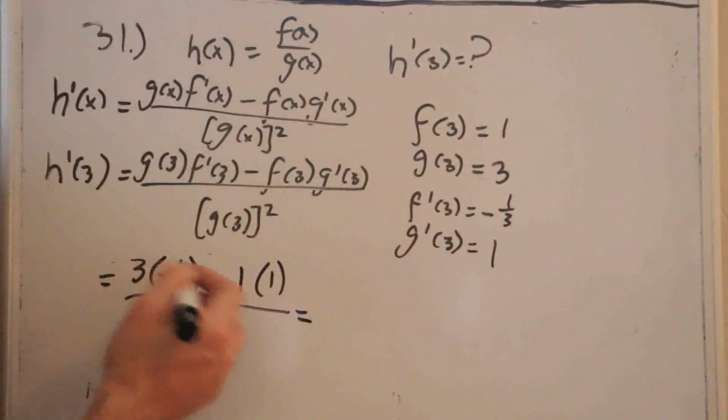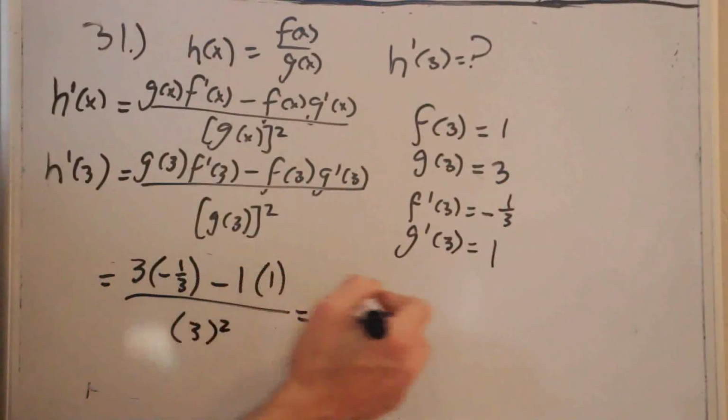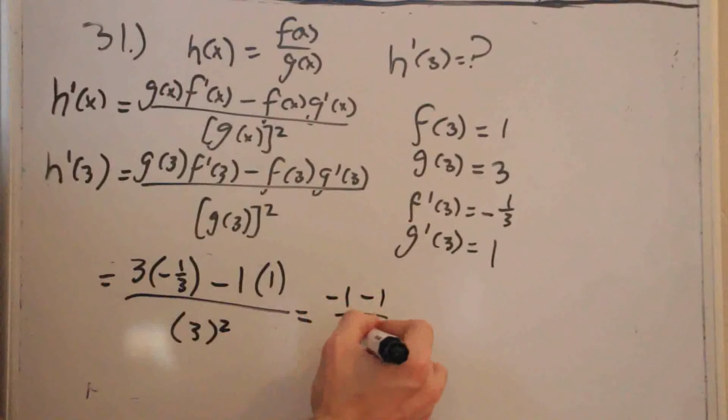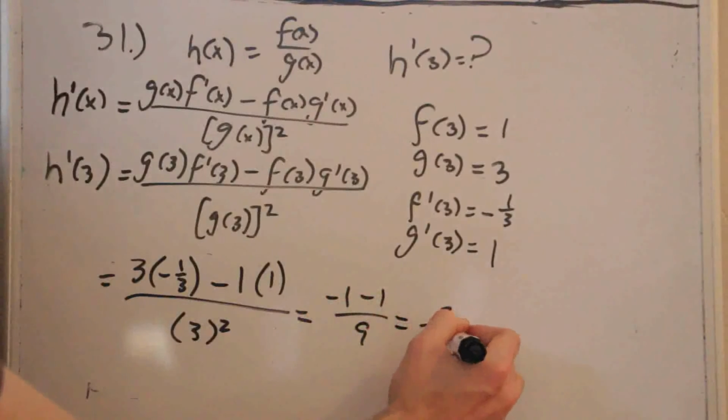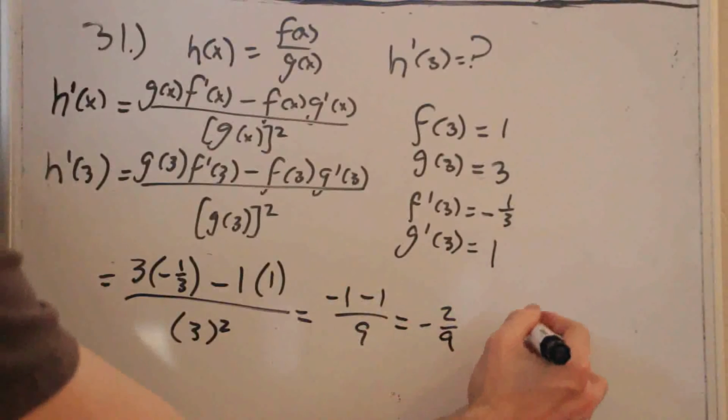And then I multiply that out. 3 times negative 1/3 is negative 1, minus 1 all over 3 squared is 9, equals negative 2 over 9, which is your answer. That's A.